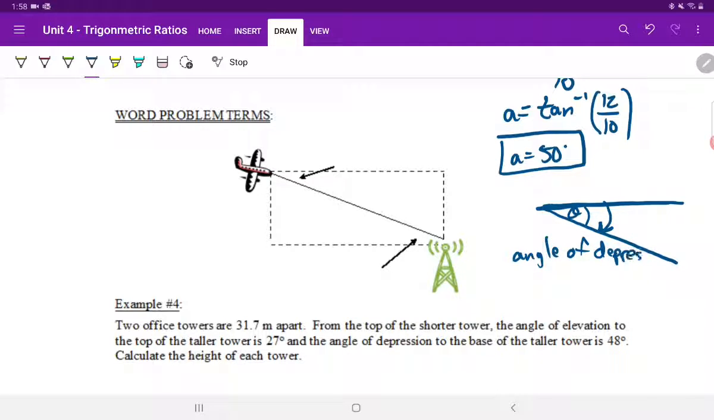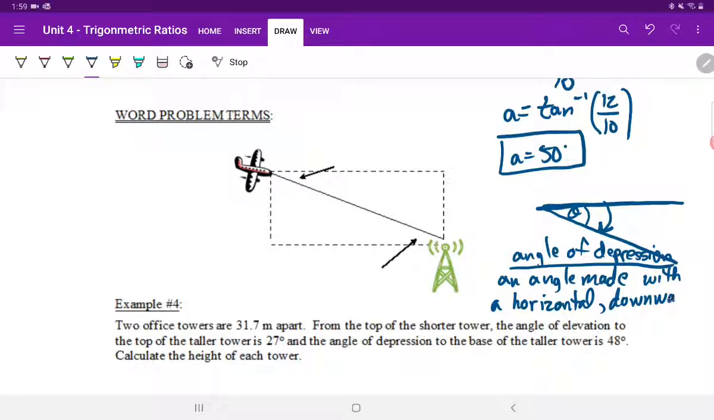So angle of depression, because some of these questions use terms like angle of depression or angle of elevation. Angle of depression is an angle made with a horizontal line downwards. Okay, so imagine your eyes are here. You're looking down at an object down there. So your eyes create this invisible horizontal line and then look downwards.